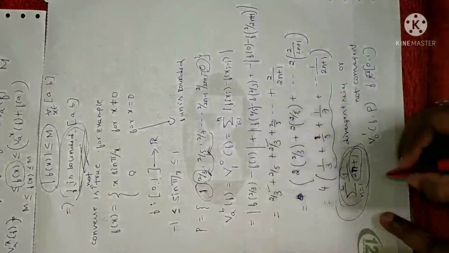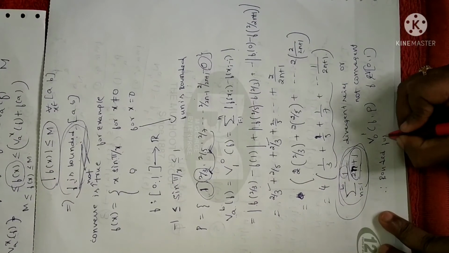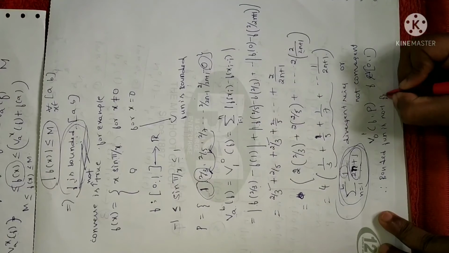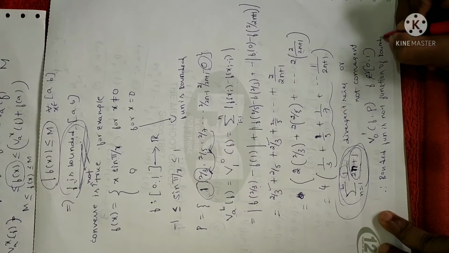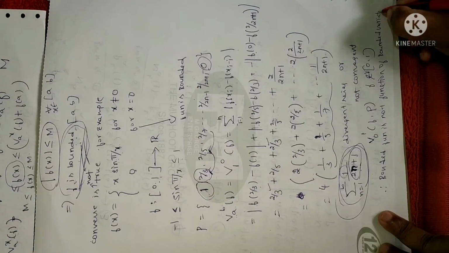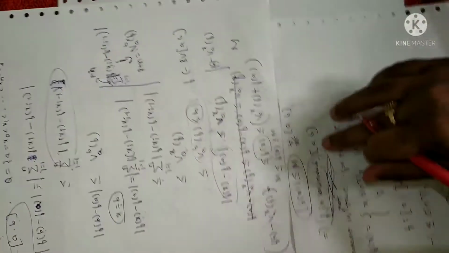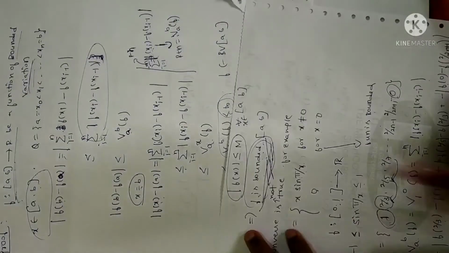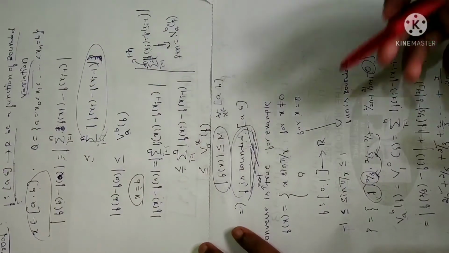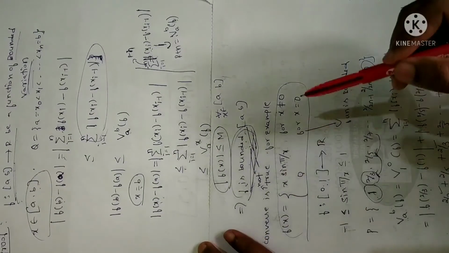So a bounded function is not necessarily a function of bounded variation. So if a function is bounded, it need not be of bounded variation. If a function is of bounded variation, it should be bounded. Clear? As the name itself suggests, bounded variation, in the sense the function should be bounded. But if a function is bounded, it need not be of bounded variation. So you have to remember this example.